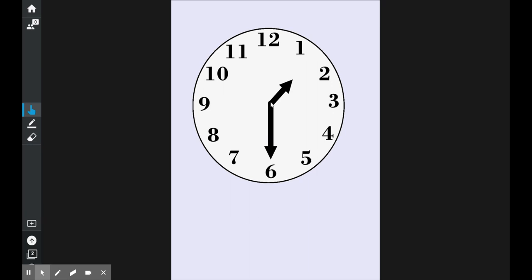We've got our minute hand pointing down at the 6, which tells us that it is a 1:30 time, and our hour hand has gone past the 1. It's halfway past the 1. This time is 1:30. Let's see if you can try and do the next one on your own. So looking at the board, what time is this?